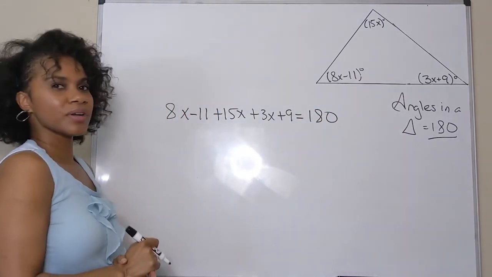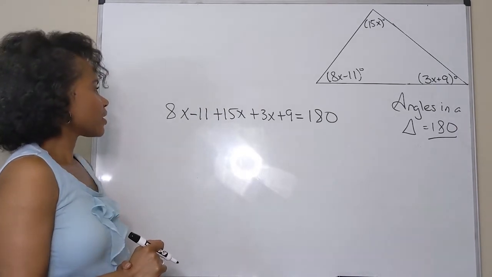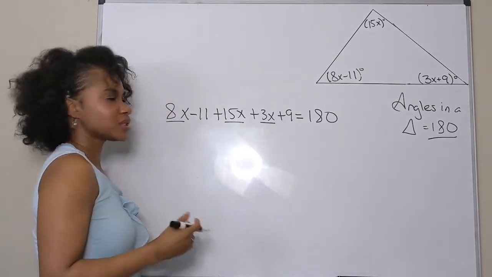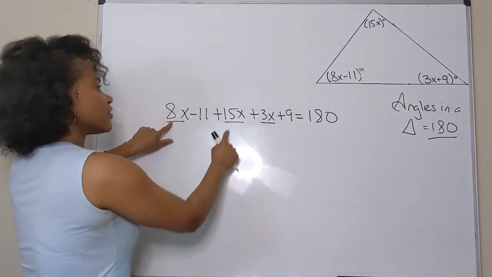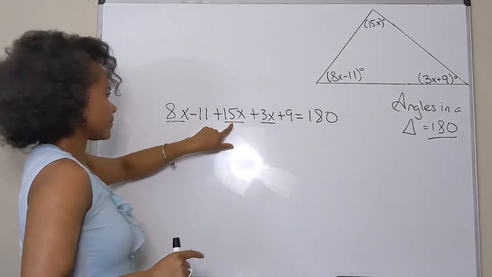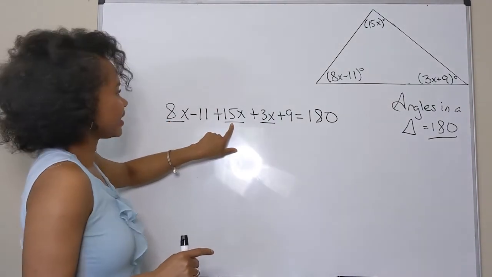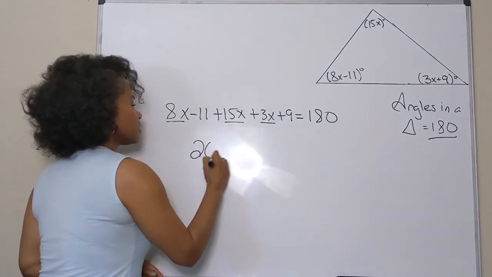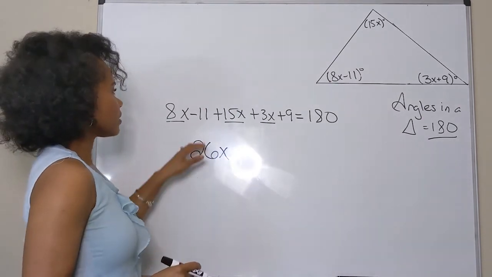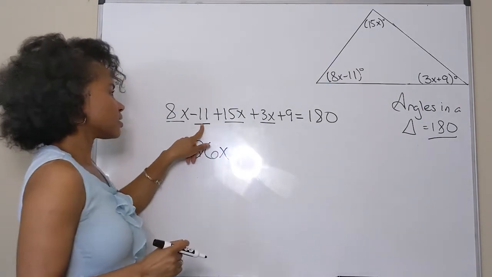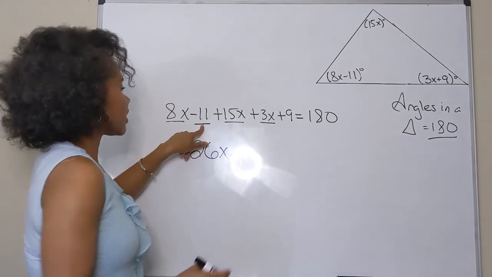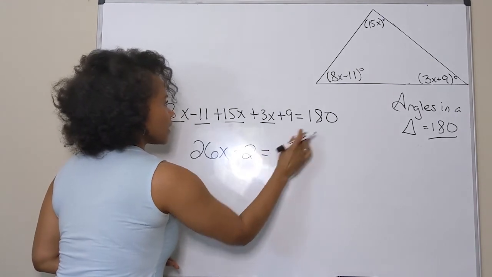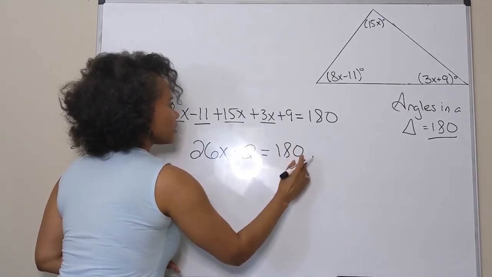All right. So now in order to solve for x, we want to combine our like terms, 8x, 15x, and 3x. So we just add our coefficients, 8, 15, and 3. So 8 plus 15, that is 23. And 23 plus 3 will give us 26. So that is 26x. And our other like terms are the constants because they don't have variables. Negative 11 plus 9, that is negative 2. And I bring down that 180 degrees, or 180.